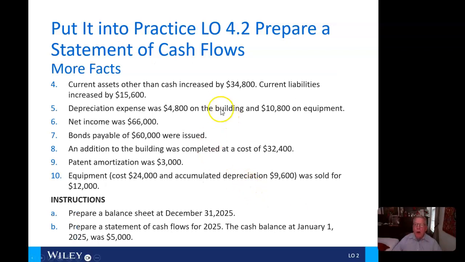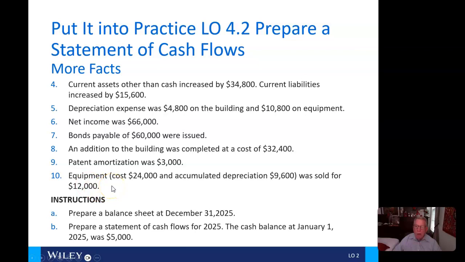Current assets other than cash increased by $34,800. Current liabilities increased by $15,600. We have depreciation expense on the building and $10,800 on equipment. Net income $66,000, bonds payable $60,000 were issued. In addition to the building, it was completed at a cost of $32,000. This is cash. And then patent amortization of $3,000. That's going to be a non-cash expense, of course.